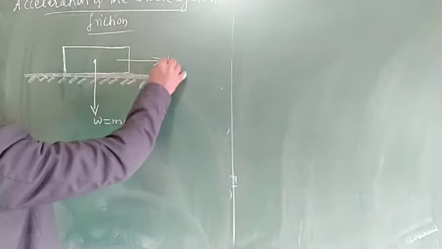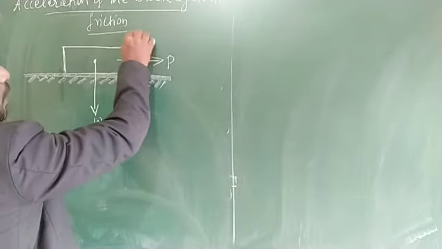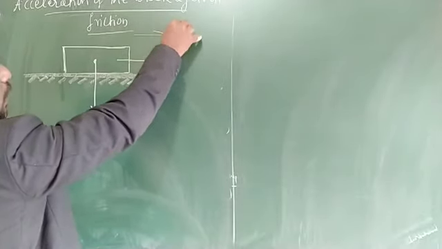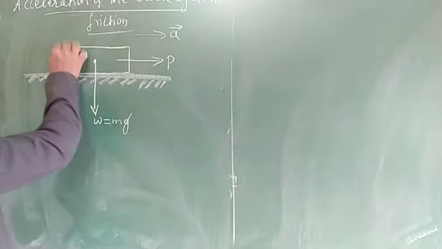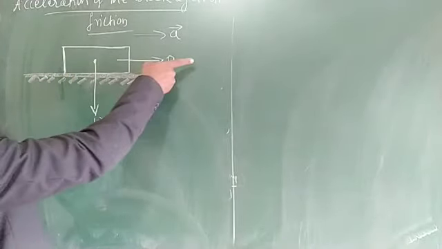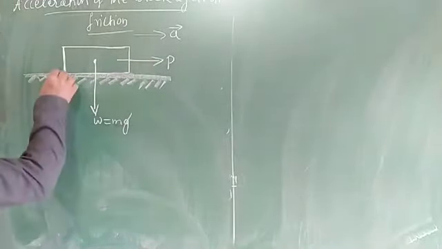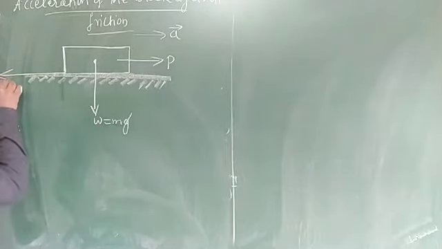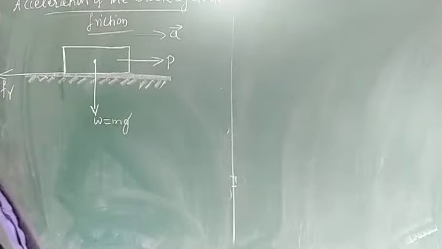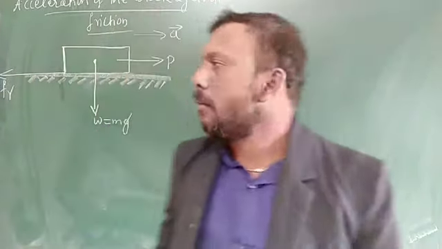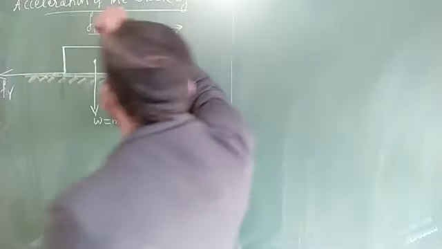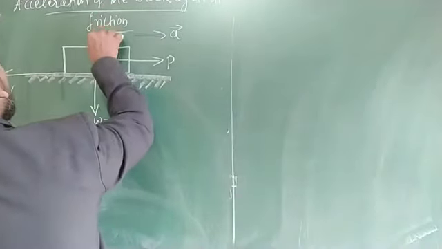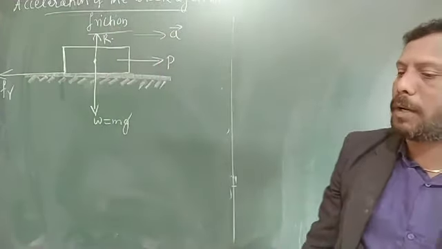That is the force applied in this direction, that is equal to ma. The acceleration of the block is also in the direction of force, and at the same time, when the body moves in the direction of force, the frictional force opposes the relative motion and acts opposite to the motion of the body. And normal reaction is always perpendicular to the surface in contact.